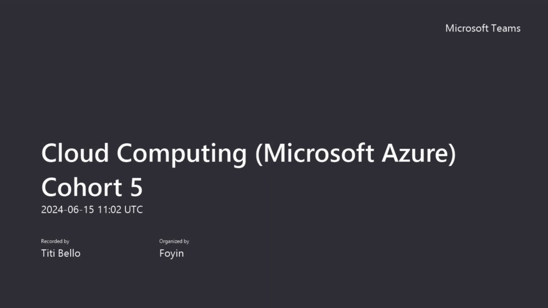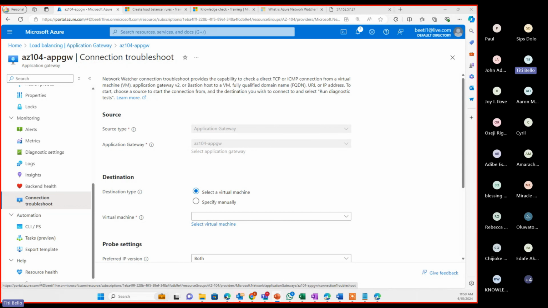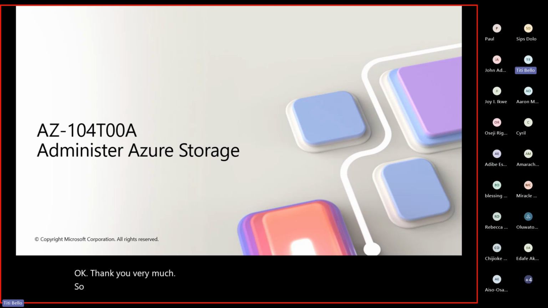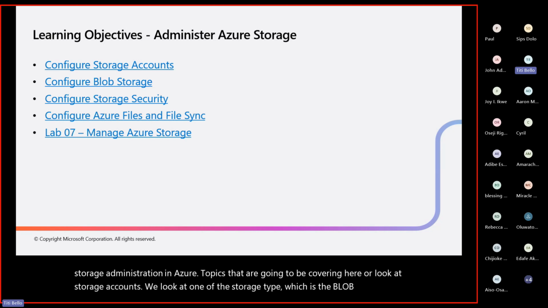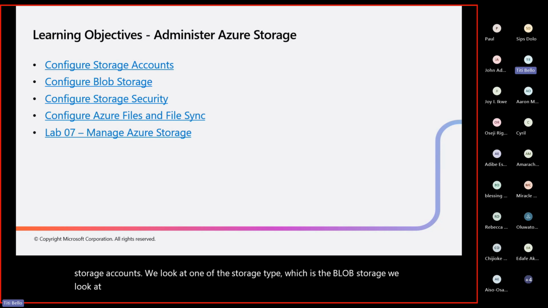We have finished this module. Next, we are moving on to storage. So now let's talk quickly about storage, storage management and storage administration in Azure. The topics we are going to be covering here, we'll look at storage accounts. We'll look at one of the storage types, which is blob storage. We'll look at security that we can have around storage, and then we'll look at how to configure Azure File. Azure file storage is another type of storage different from blob storage.